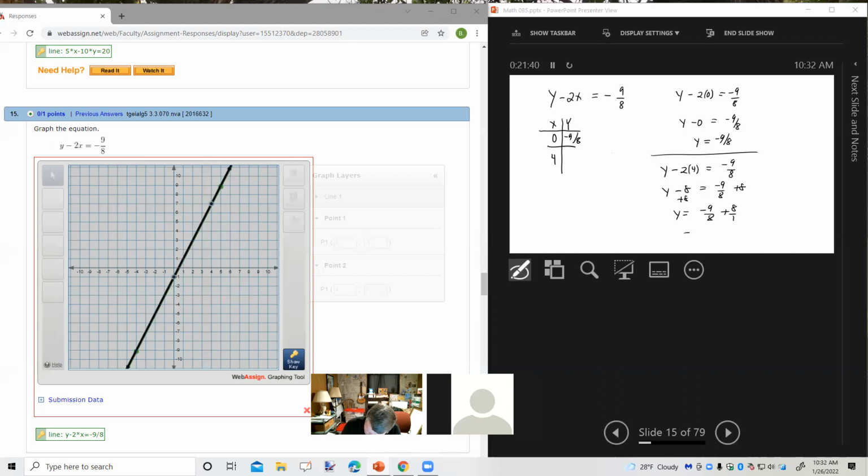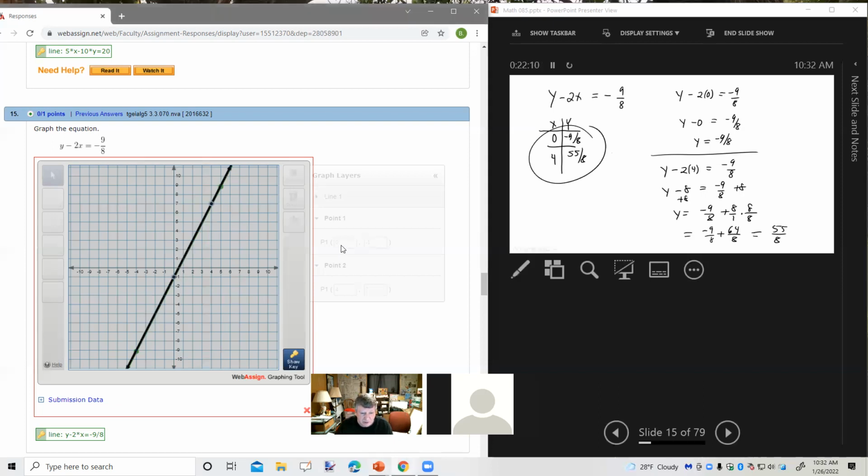The common denominator now would be 8. So I need to take 8 over 1 and get it as something over 8. But if I multiply the denominator by 8, I must also multiply the numerator by 8, which gives us 64/8. Negative 9 plus 64 would be what? 55/8. So there's the two ordered pairs that we should use.